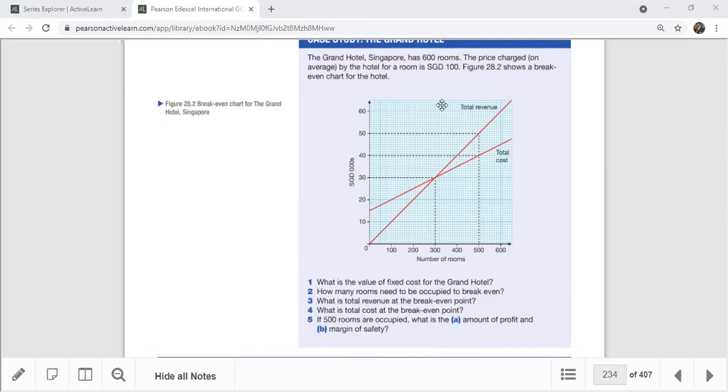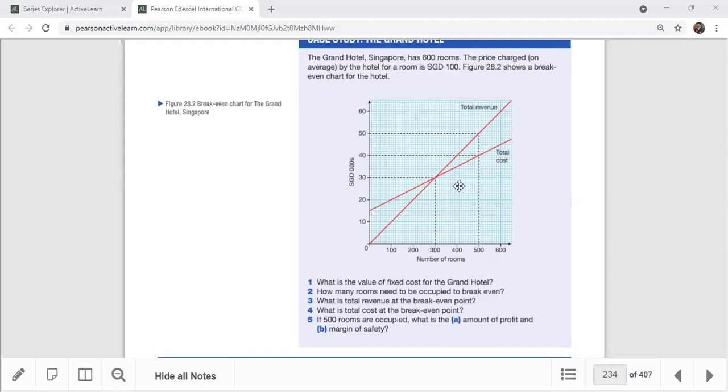We can find the profitability. Profit is total revenue minus total cost. At 500 rooms, the total revenue is 50,000 and the total cost is 40,000. So 50,000 minus 40,000, 10,000 Singapore dollars is the profit they are earning. Going to 500 rooms, you can see the total cost is 40,000 and the total revenue is 50,000, so the profit is 10,000 Singapore dollars.